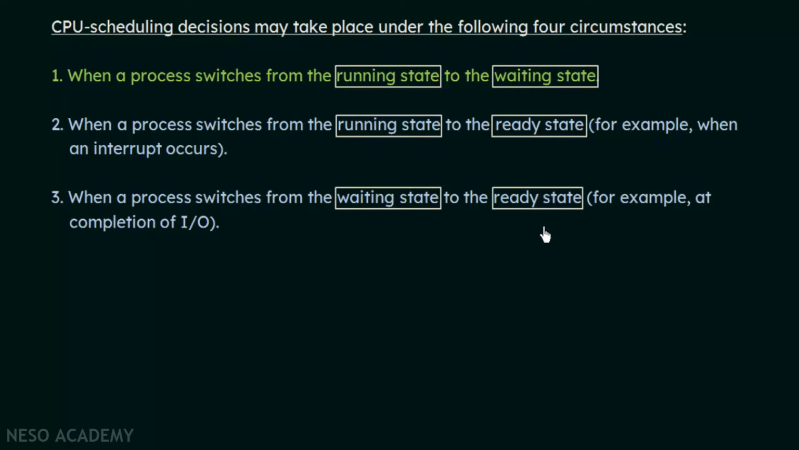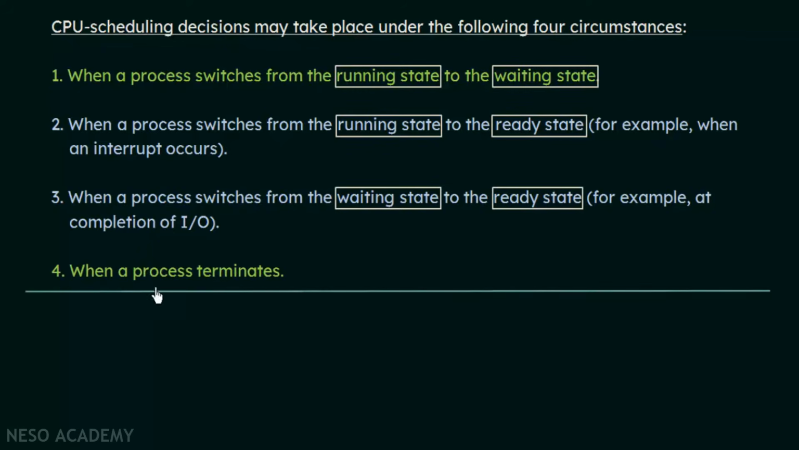Now let's go to the final point. The final point is when a process terminates. This is very straightforward and easy to understand. When a process has terminated, then the CPU has to be assigned to some other process. So CPU scheduling can also take place at this circumstance.